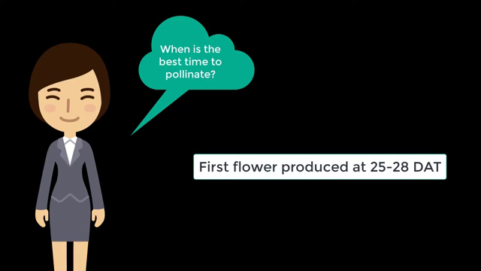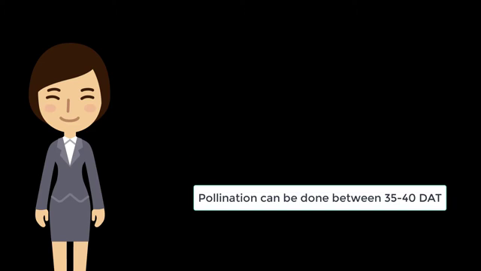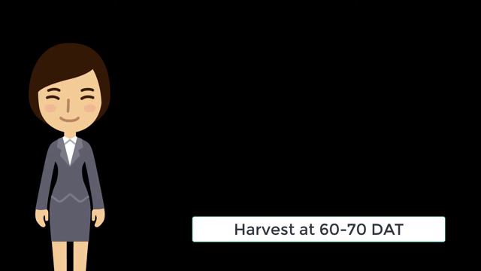The first flower is produced 25 to 28 days after transplanting. Then, the breeders can start their job of pollinating the flowers between 35 to 40 days after transplanting. After that, cucumbers are ready to be harvested at 60 to 70 days after transplanting.